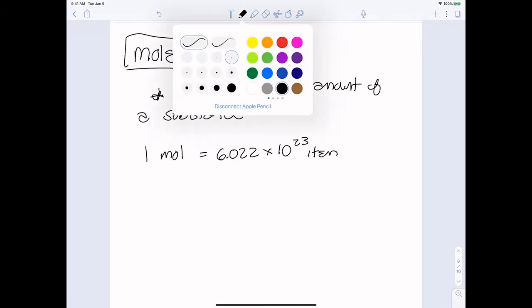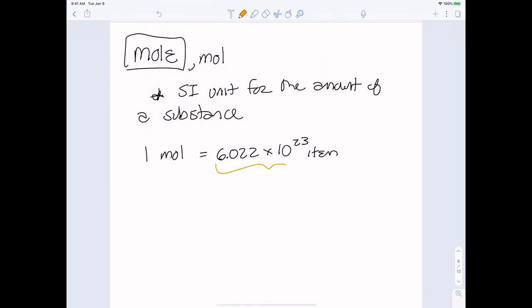The name of that number, I said it, but I didn't write it down. This is Avogadro's number. Abbreviated a capital N with a capital subscript A. So N sub A is Avogadro's number. So if I said, if we have 1 mole of something, how many do we have? You could say Avogadro's number's worth. I'll probably ask you, what is that number? 6.022 times 10 to the 23rd. But that is the name of that number.